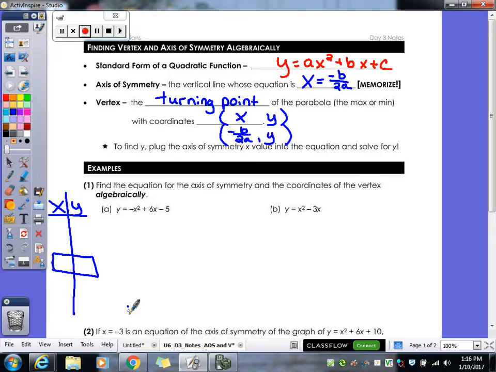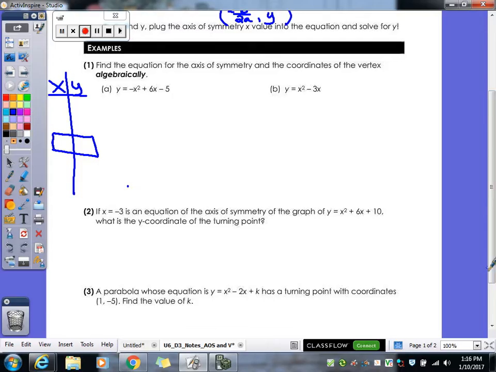If they ask you for axis of symmetry, most of the time they're going to ask you for vertex. Okay? So for each of these, we are going to do both axis of symmetry and vertex. So I'm going to kind of just put a little squiggly line down here and do axis of symmetry on this side, vertex on this side. Okay? Write down my formula for axis of symmetry. X equals negative b over 2a. And then we're just going to start plugging in numbers.